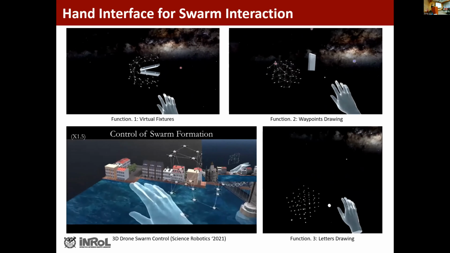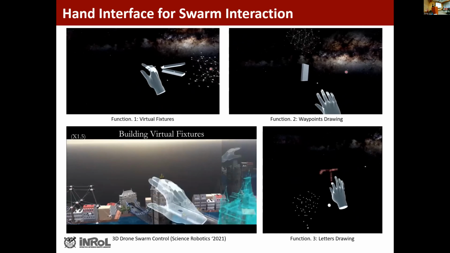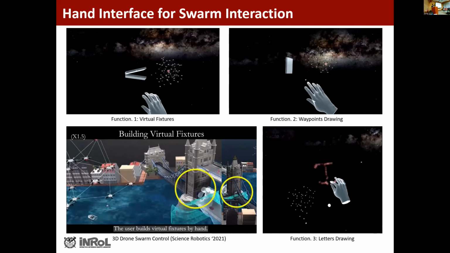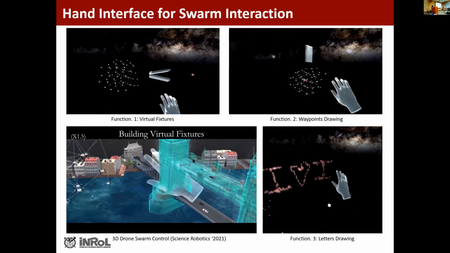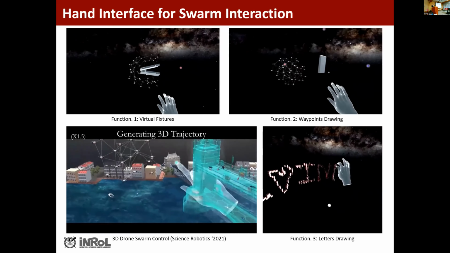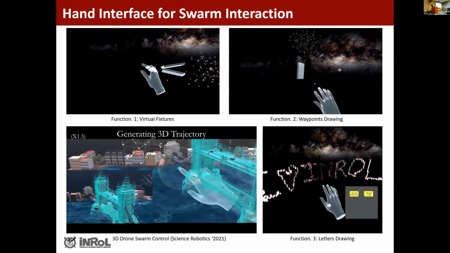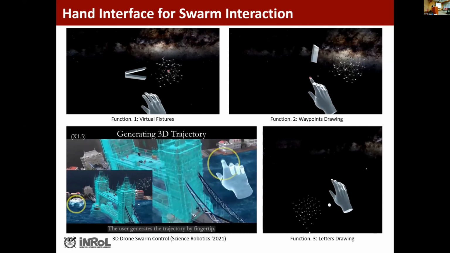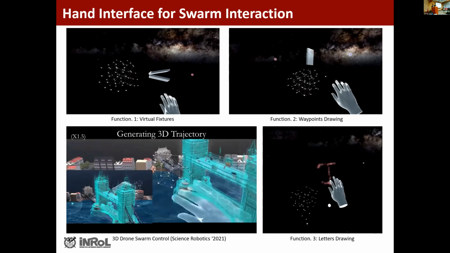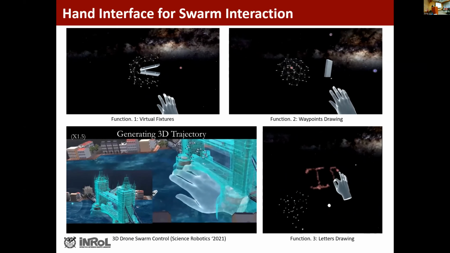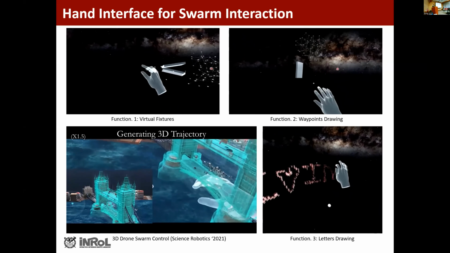So these are again very primitive and preliminary implementations done in my lab. If you see the left top, you can see that we are now manipulating this kind of virtual fixture to split this kind of swarm. The second one is just defining waypoints in 3D environments by using this finger, and down right, it's just drawing a letter.